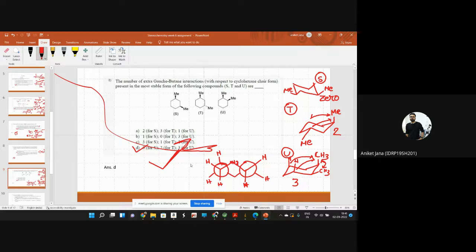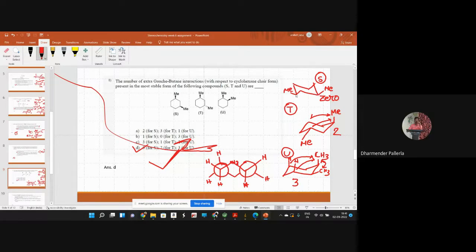In case of what you were saying, that homoannular, they are not so significant. But here it is written that with respect to the cyclohexane chair form, how many extra interactions we are facing. Means here that 6 is already present, but due to the presence of the methyl group, we have to state how many extra interactions we are facing.